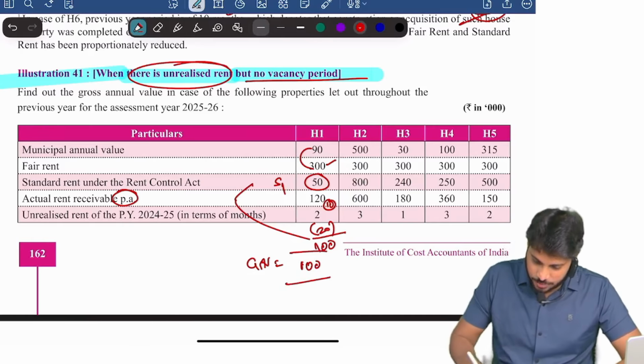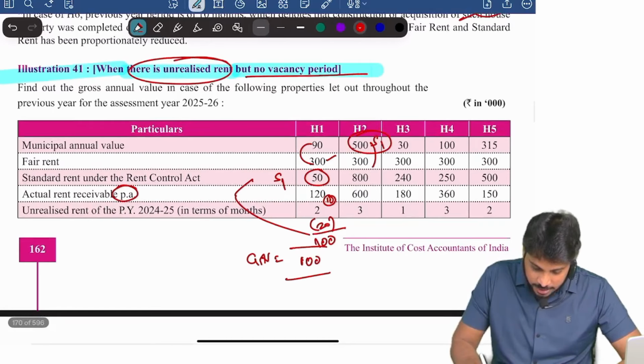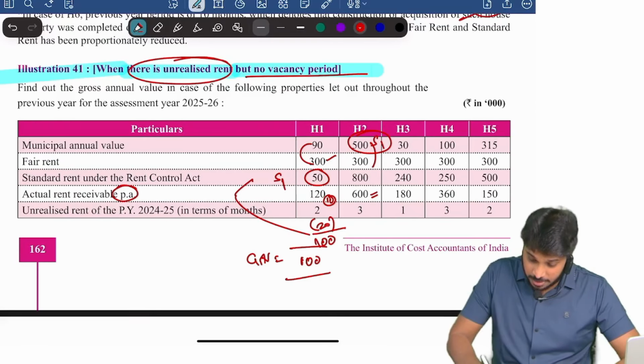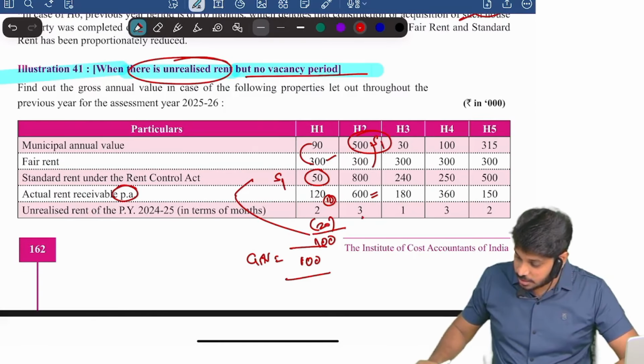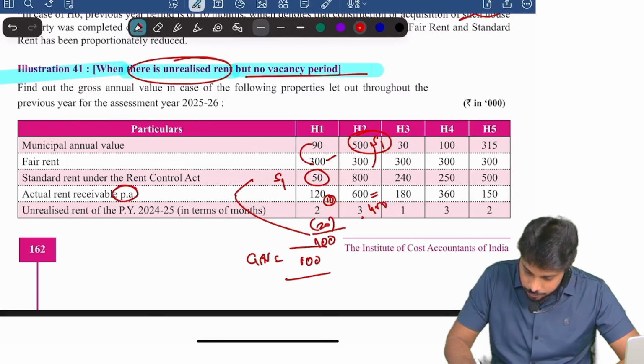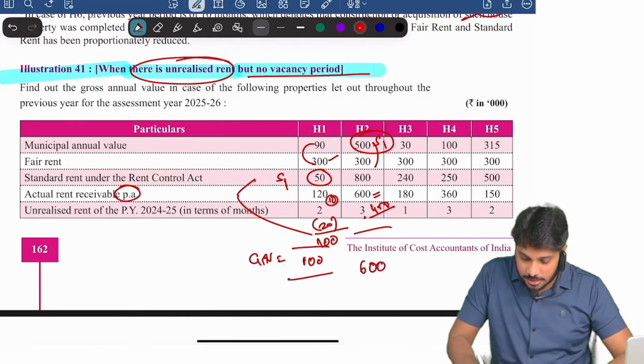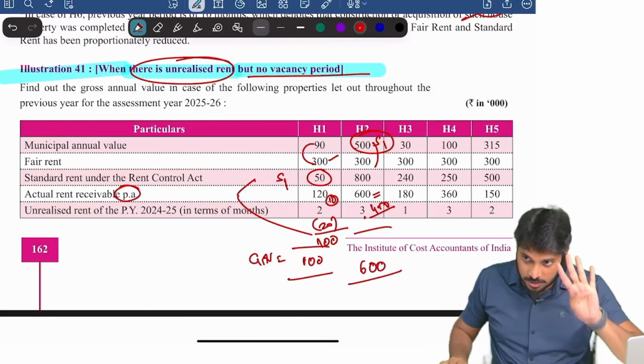Then second question, house number 2, whichever is higher, 500. Therefore step number 1 is 500. Step number 2, receivable is 600, but 3 months unrealized. 600 into 3 divided by 12 is equal to 150. 600 minus 150, only this one. Oh, 450. But remember, there is no vacancy. Whichever is higher, 600. Yes or no? Step number 2 answer 450 we got.